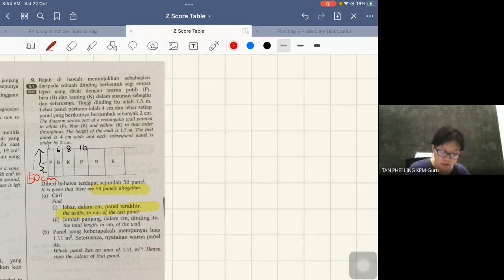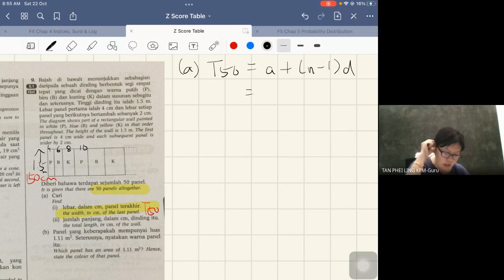That's why we want to find out. So here they are asking us to find the width of the last panel, which means they want us to find T50. Okay, so let us do part A. Part A, they want T50. So T50 will be A plus (N minus 1)D.